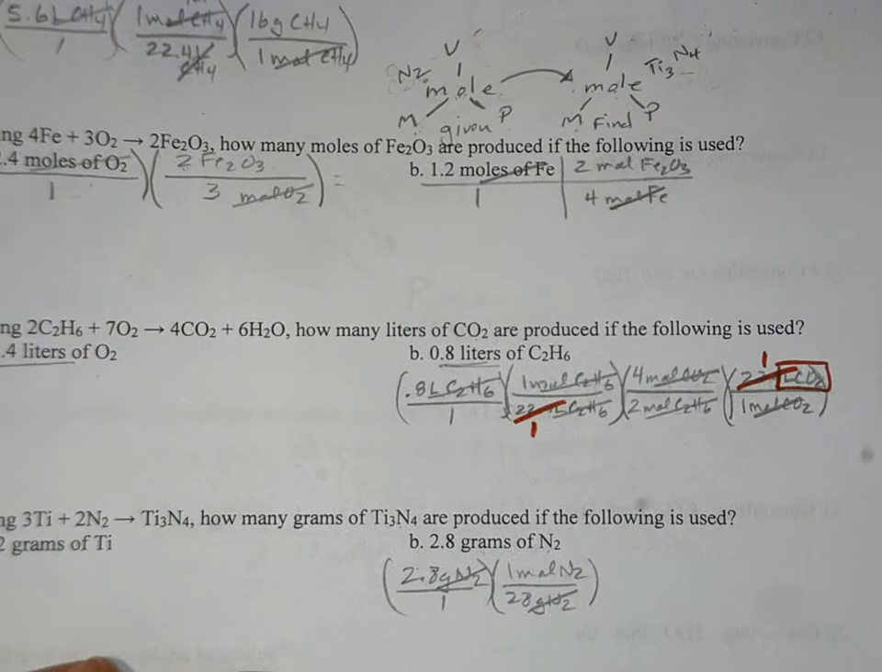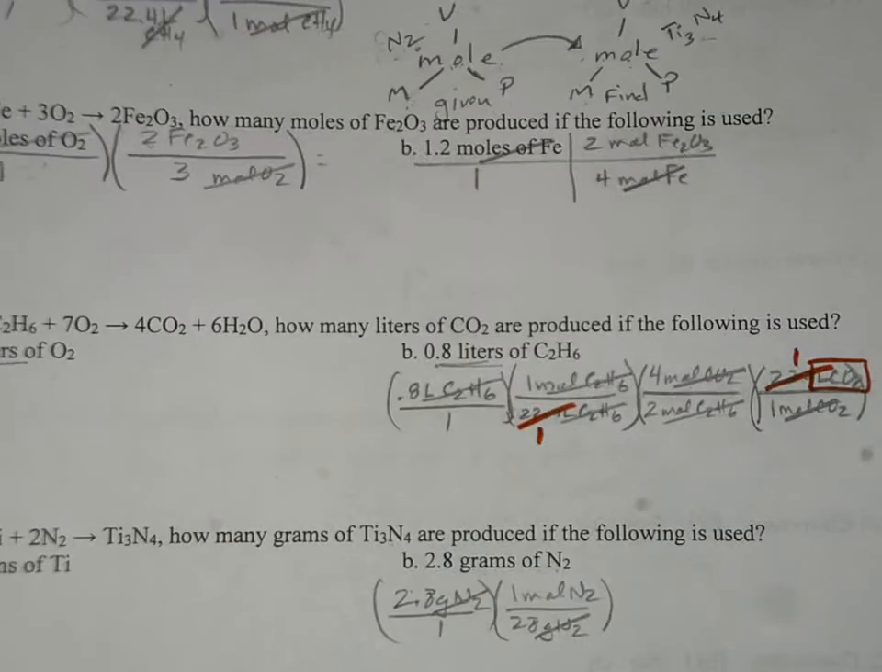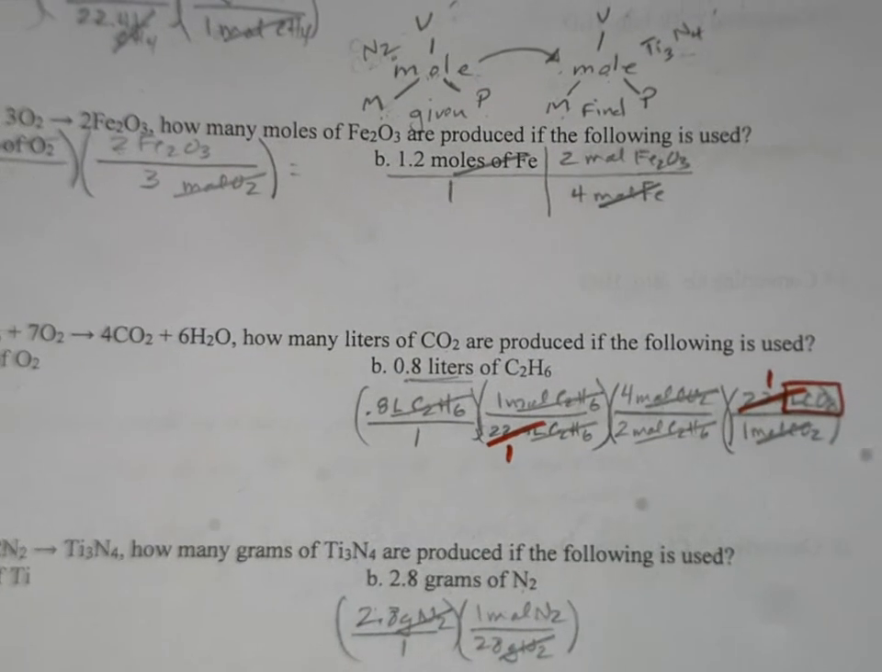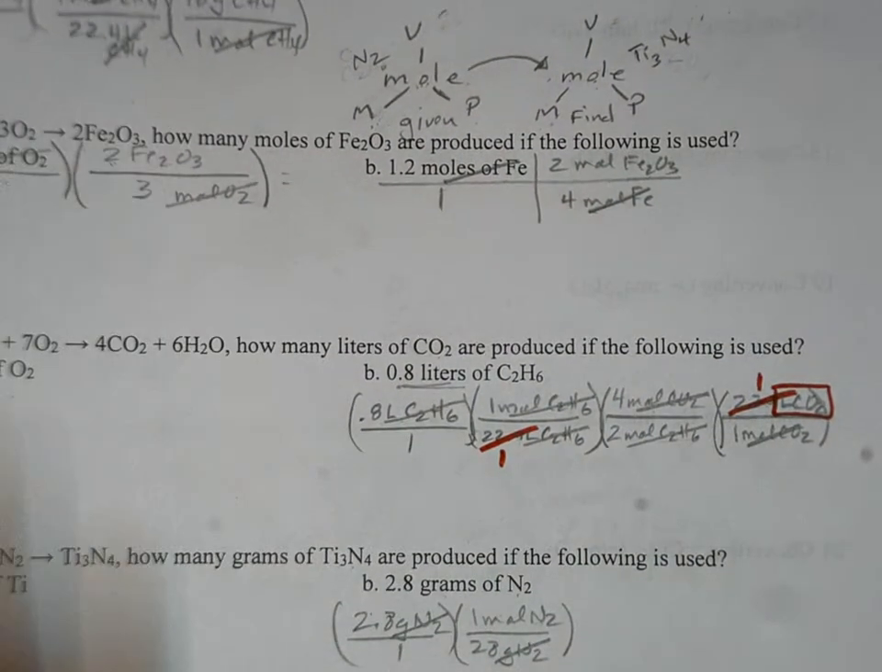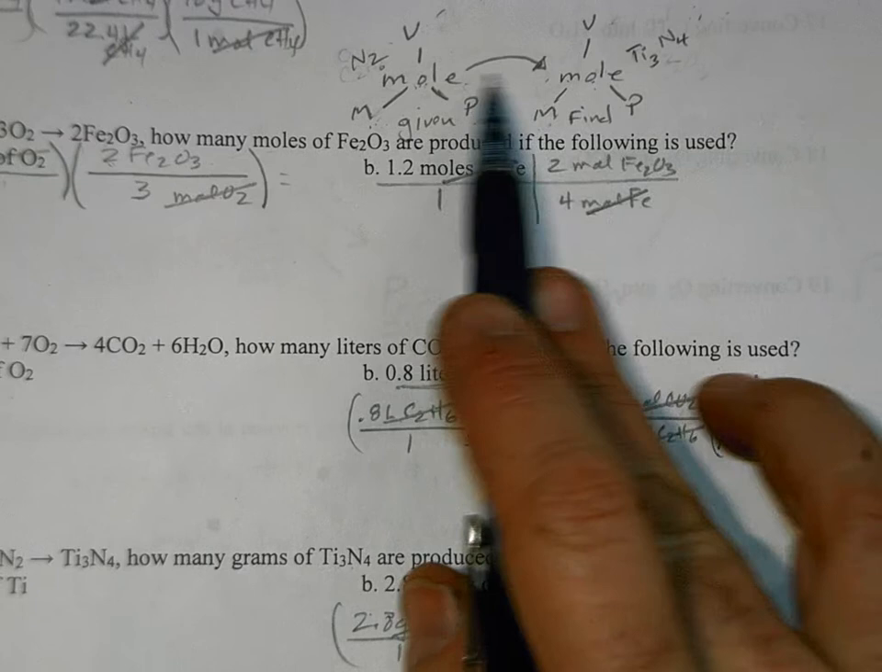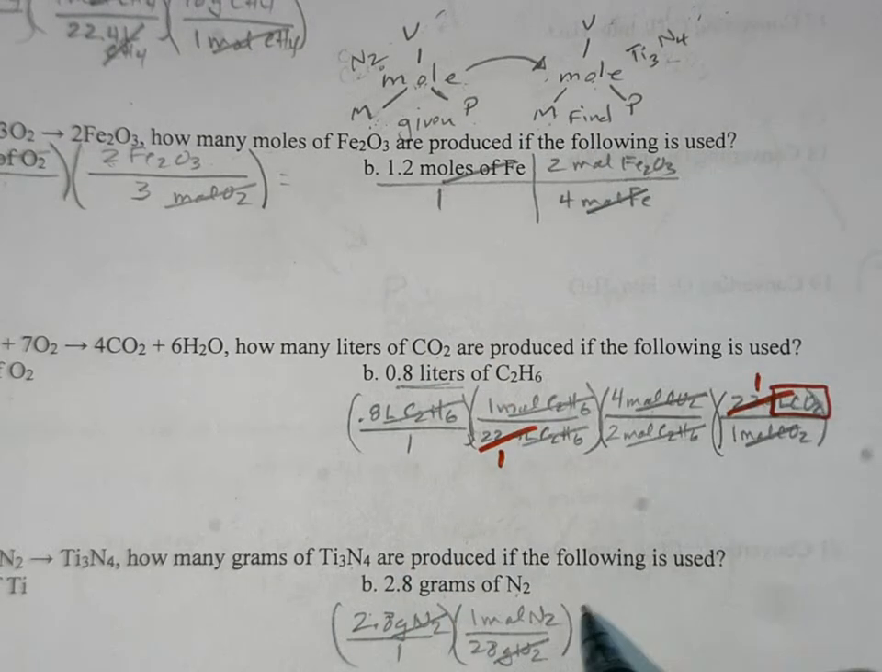Okay, and so now let's, I'm trying to zoom in as much as I can, but I don't want to lose my MVP triangle up there. So now we need to do the mole to mole ratio. We're at that point.